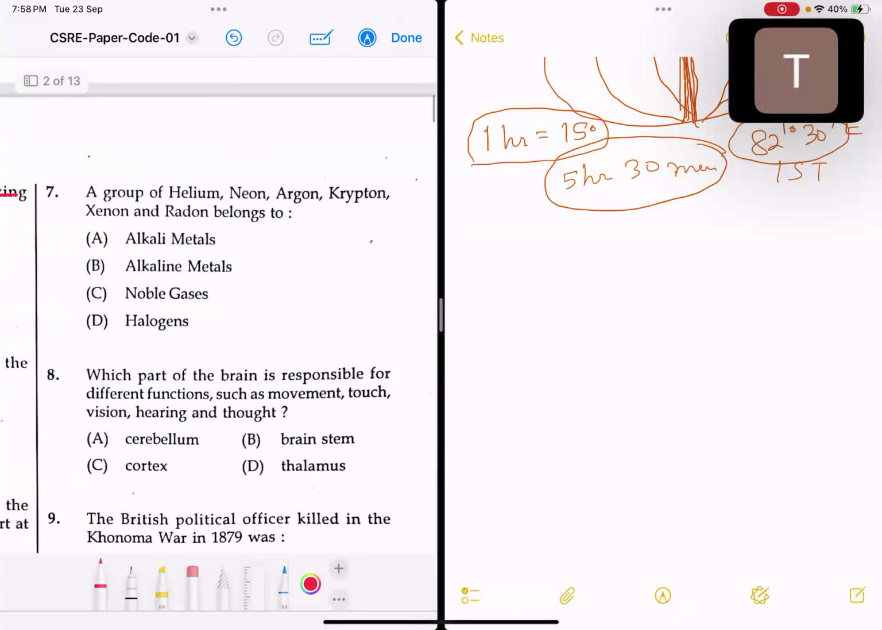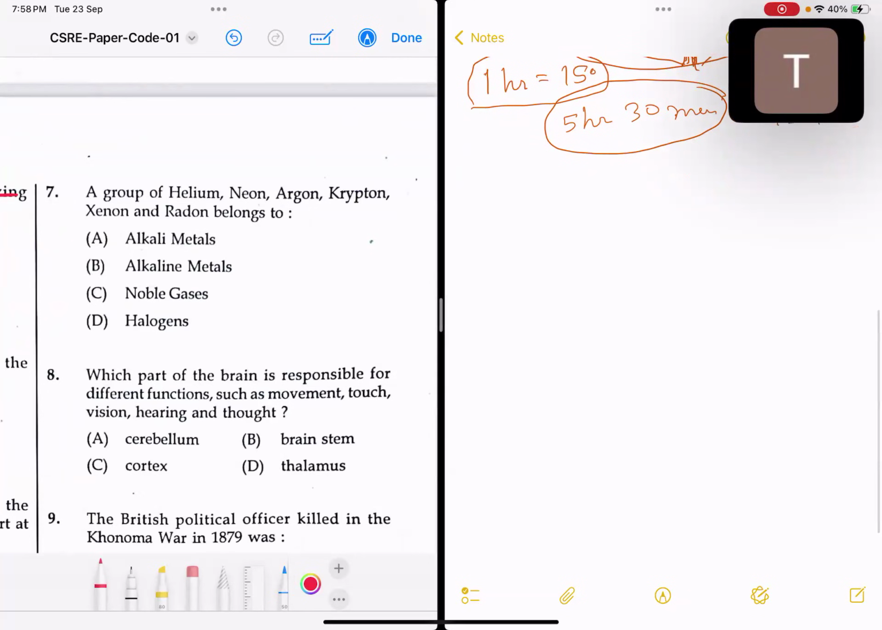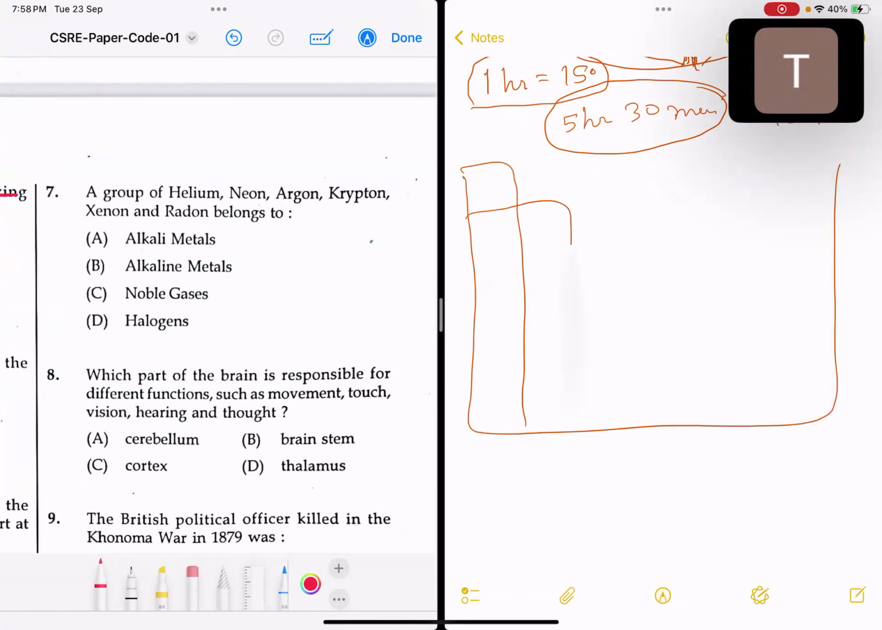Now let's come to question number 7. A group of gases: helium, neon, argon, krypton, xenon, and radon belongs to. If you go back to elementary chemistry, you will know that all the elements that exist in this world are divided into 18 groups, arranged in a periodic table, something like this.